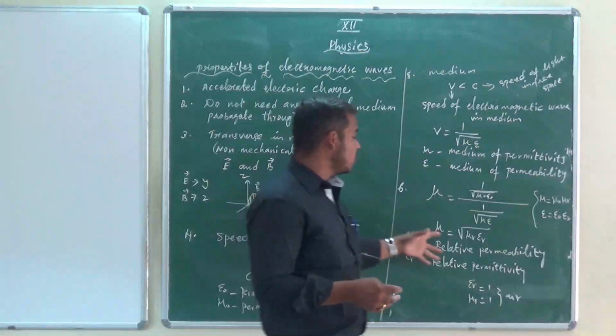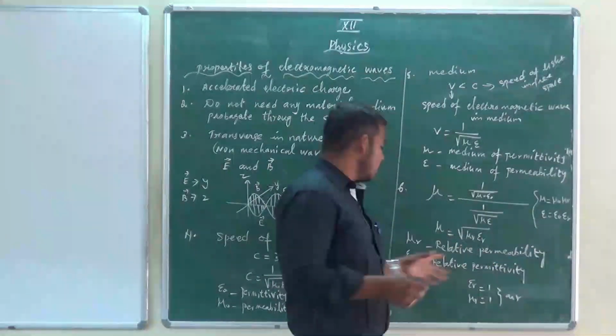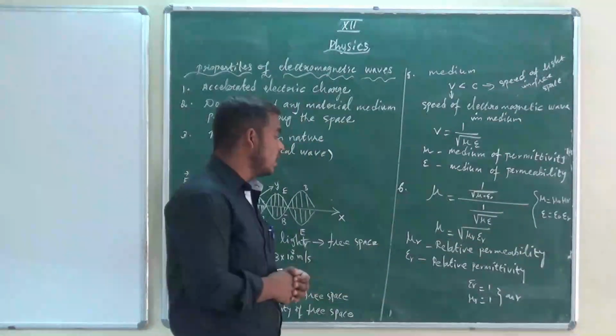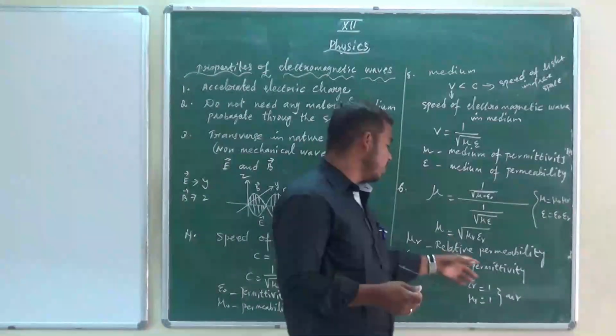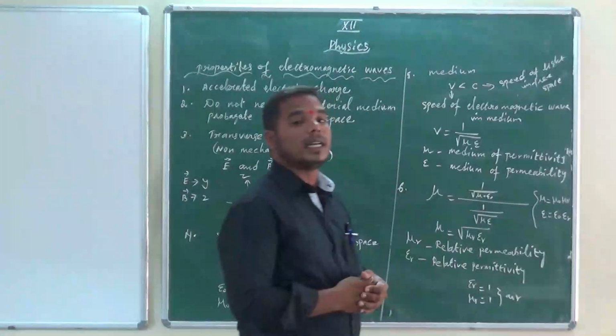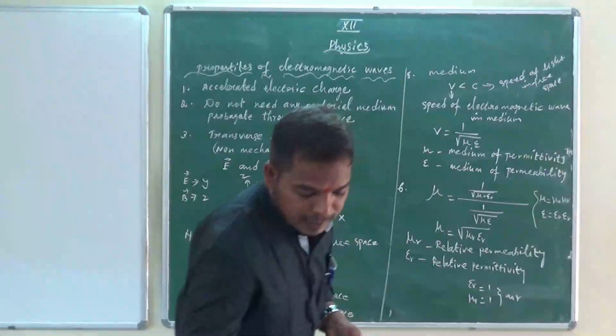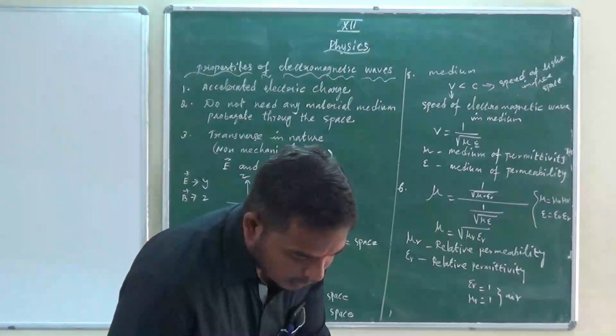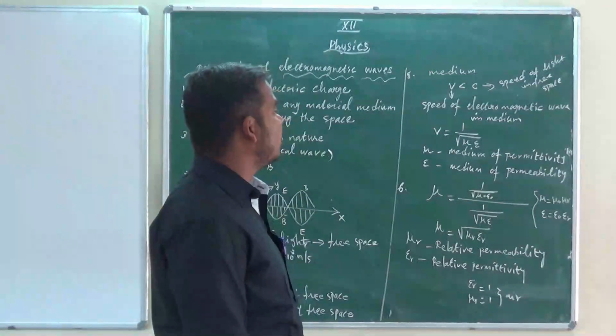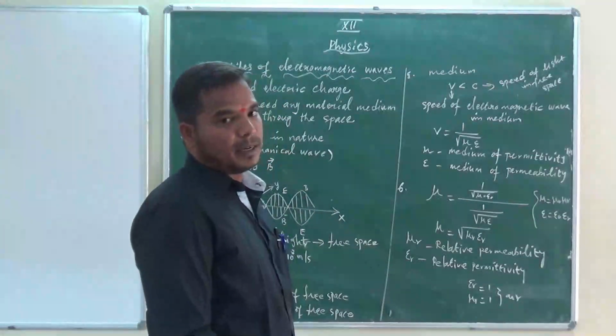So we get the equation mu is equal to mu 0 mu r and epsilon is equal to epsilon 0 epsilon r. Here mu r is the relative permeability and epsilon r is the relative permittivity. For air, both values are 1. Next, seventh point we will learn. Electromagnetic waves are not deflected by electric and magnetic fields.